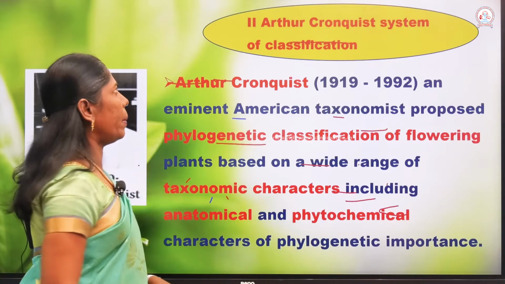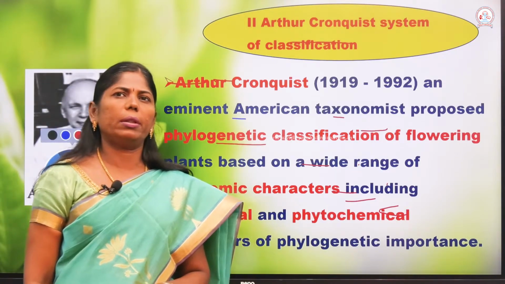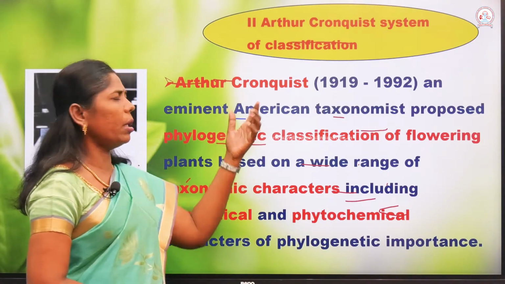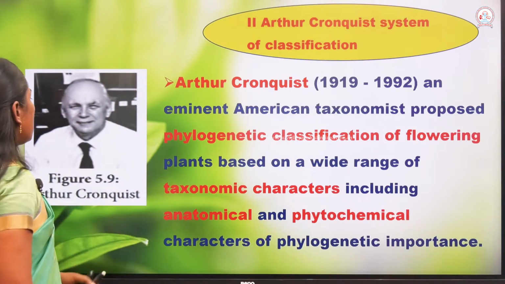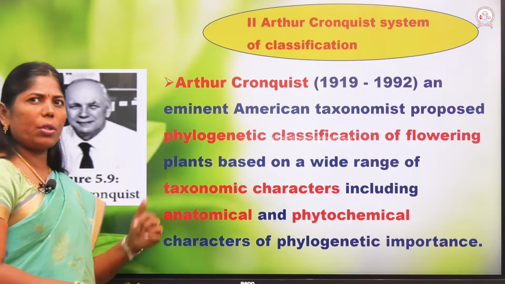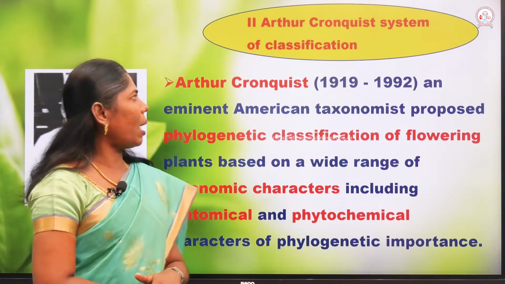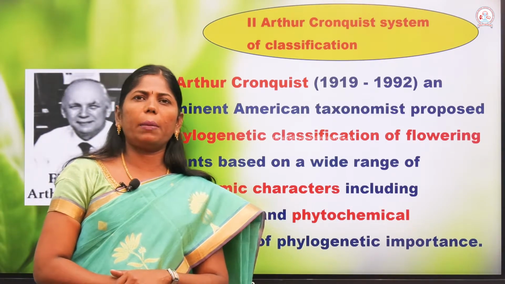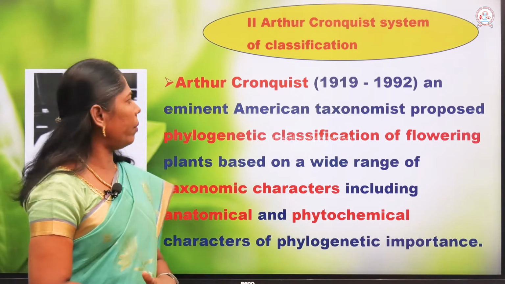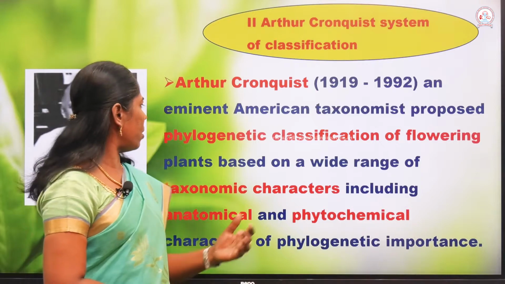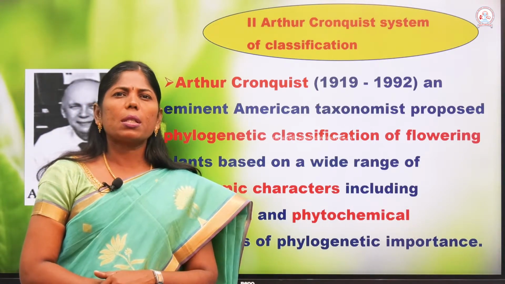That is proposed by Arthur Cronquist, the Arthur Cronquist system of classification. Arthur Cronquist is an eminent American taxonomist. Engler and Prantl were German taxonomists, and he is an American taxonomist. It is a phylogenetic classification of flowering plants with a wide range.